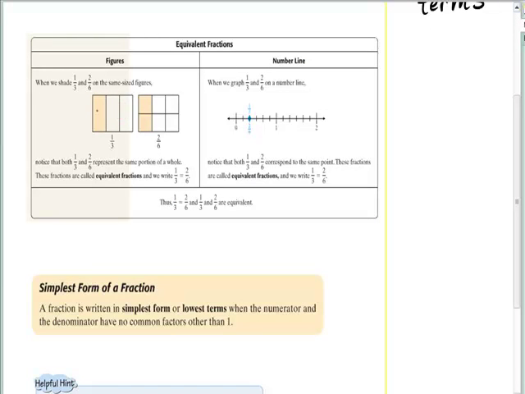Suppose this represented a candy bar right here, and it was broken into 3 pieces, and one piece was what you were looking at. That would be exactly the same amount as if the candy bar were scored into 6 pieces, but you were looking at 2 of those smaller pieces. 1/3 and 2/6 are considered equivalent fractions. They're the same amount, different names. The 1/3 is the simplest form. It is also shown over here on a number line.